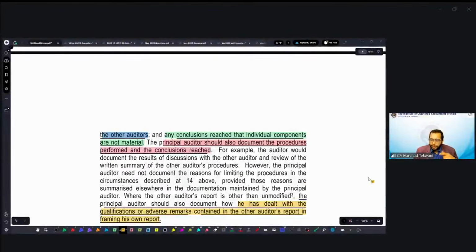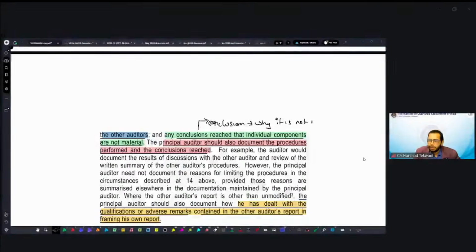So there is one question: if we go on documenting the non-material individual components, it will be very cumbersome. No, see, what you are documenting for the non-material ones is the reason why it is not material. So you need to document the conclusion, why it is not material, like by comparing the numbers, by showing why it is not material. You need to document that conclusion. I cannot just say it is not material without documenting the reason why I say it is not material.